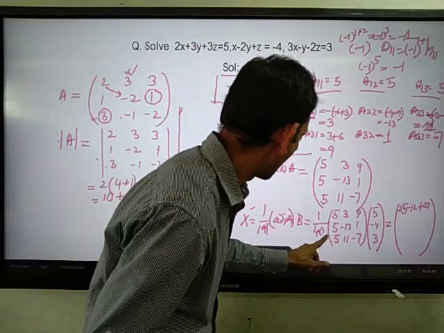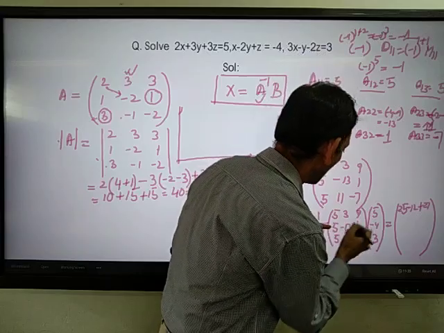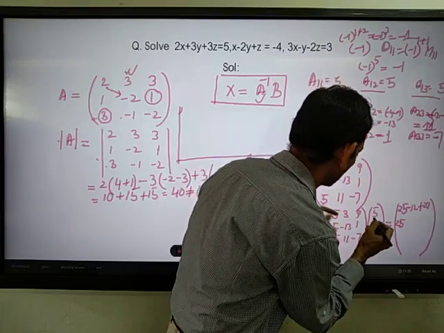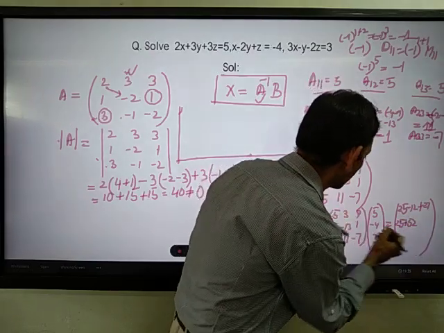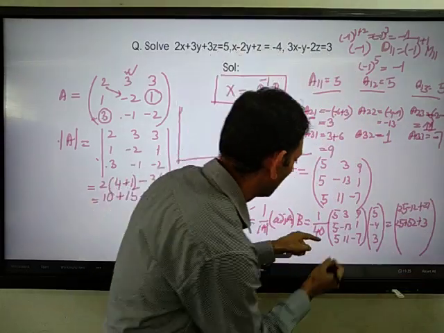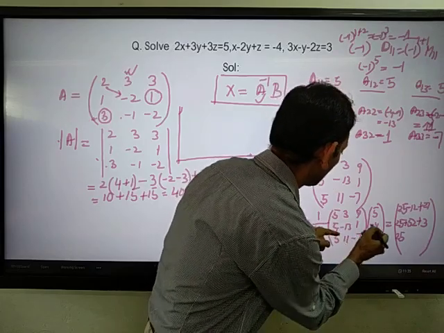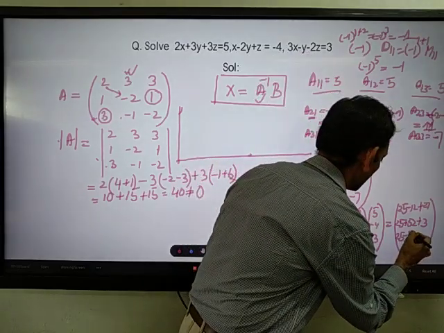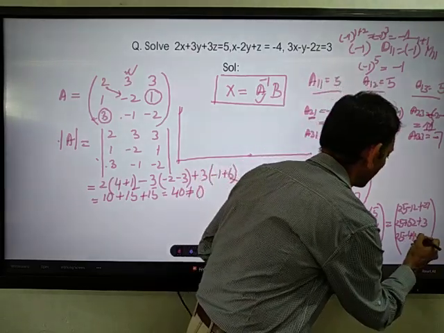Next we'll multiply the second row with this column. 5 into 5, 25. Then minus 13 into minus 4 is 52. Then we need to multiply 3 plus 1, that is 3. Then next, what do you need to multiply? 5 into 5, 25. Then 11 into minus 4 is minus 44. Then finally you need to multiply minus 7 into 3, that is minus 21.